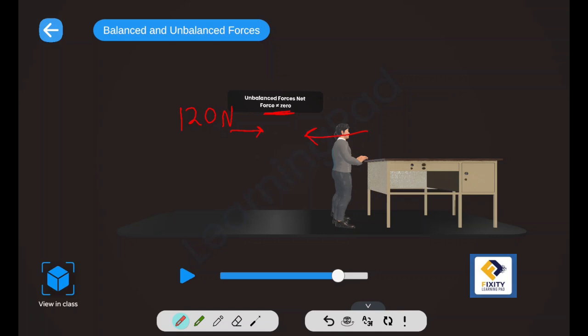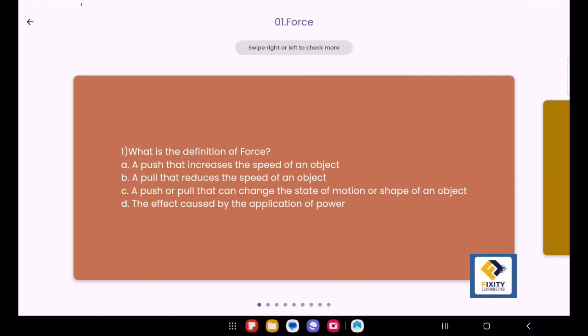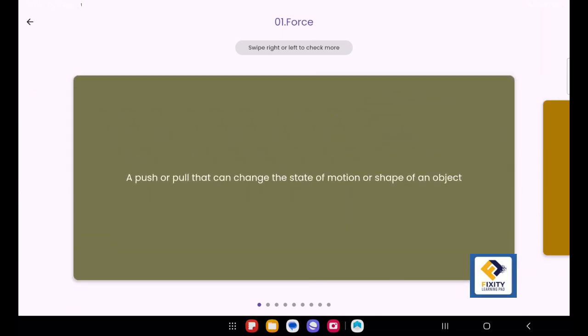All right, let us do some questions on the basis of this. What is the definition of force? Very simple. A push that increases the speed of an object, a pull that reduces the speed of an object, a push or pull that can change the state of motion or shape of an object, or option D, the effect caused by the application of power. Very simple answer, students. The answer is option C, a push or a pull that can change the state of motion or shape of an object.